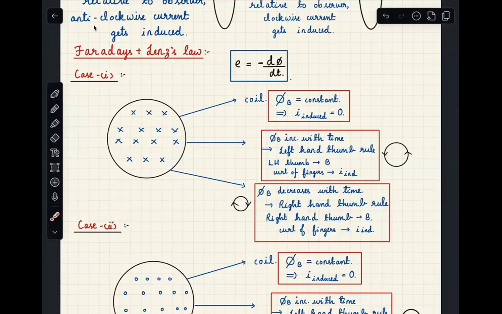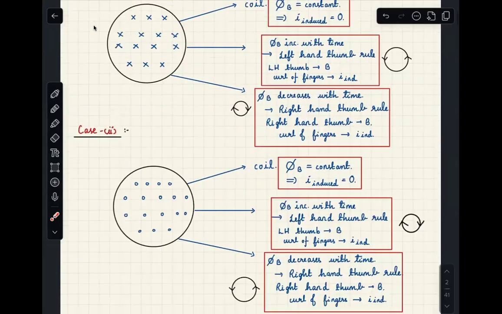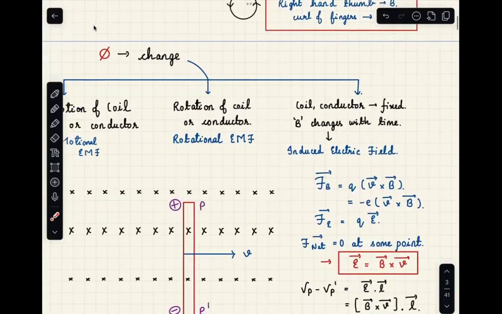Flux increases: set the left hand thumb in the direction of the flux. The curl of the four fingers gives you the direction of the induced current. For increasing flux, use the left hand thumb. For decreasing flux, use the right hand thumb. This is the thumb rule. Any doubts? Boys and girls? Pakka. Right.